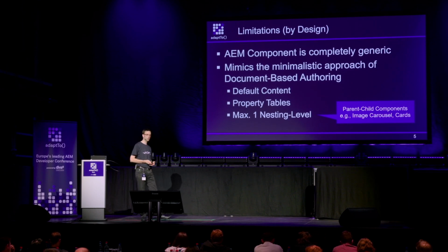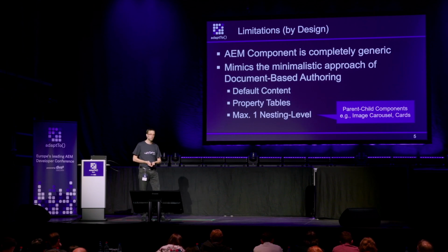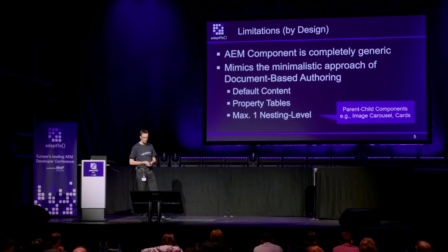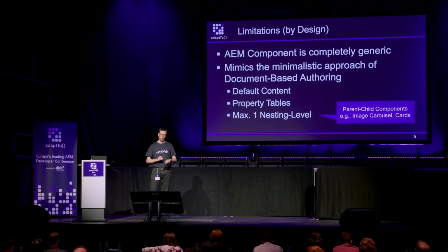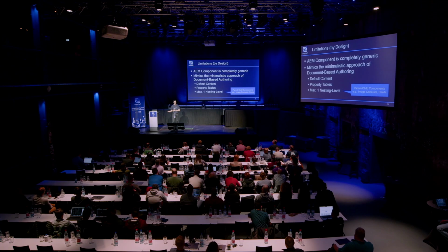So you can do exactly the same thing as in Google Docs or in SharePoint Office, for example, using default content, using tables of properties, which you can then put to use in layout, CSS and your JavaScript. And you have very limited support for nesting components. So you can do stuff like a cards component, having one component with cards in it, or an image carousel, for example. This is possible, as it is also in document-based authoring. But besides this, it's very limited.